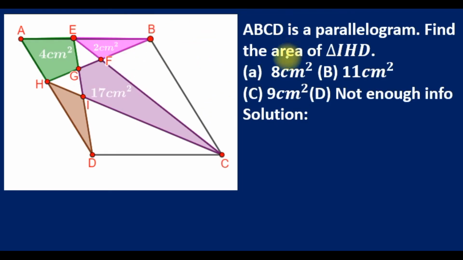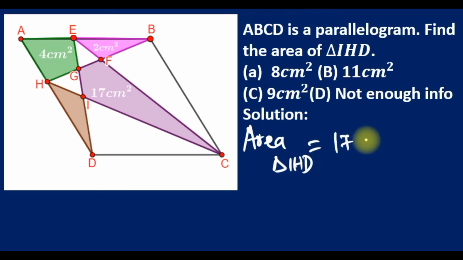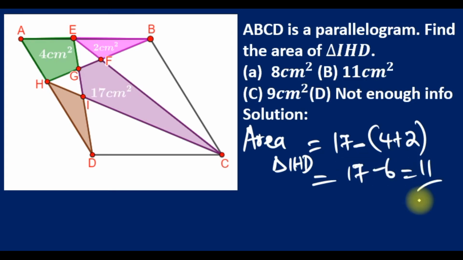We are given this diagram and we are asked: ABCD is a parallelogram. We are now asked to find the area of triangle IHG. The answer to this question is very simple. The answer is 17. The area we are looking for, triangle IHG, is 17, that's the 17 here, minus the sum of these 4 plus 2, which is 17 minus 6. The answer is 11. The answer is option B.